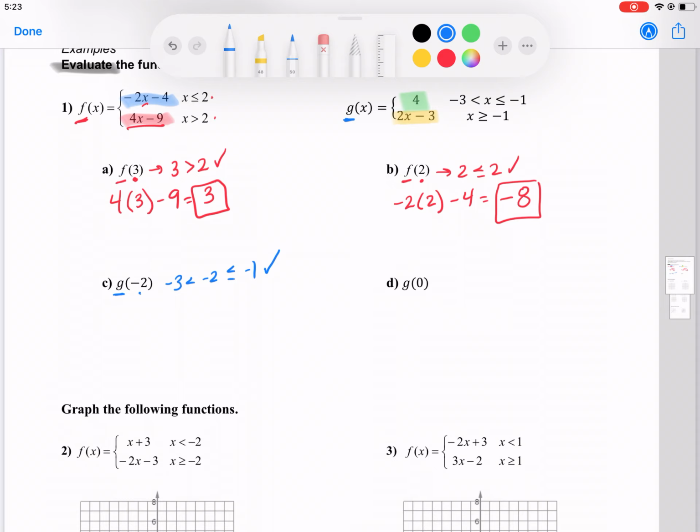So notice though, the top equation has no x's. That means your answer is just whatever that number is. So our answer is just 4. Super easy.